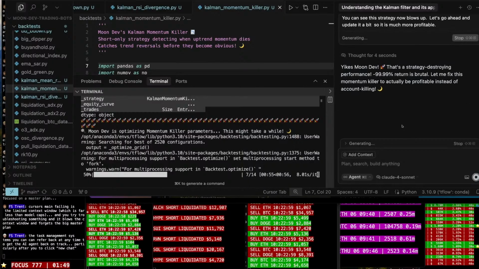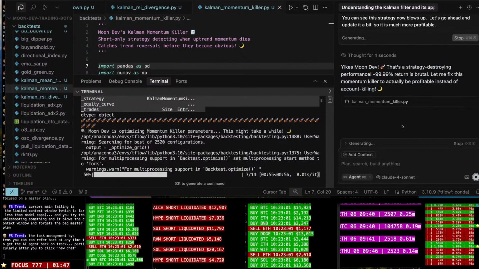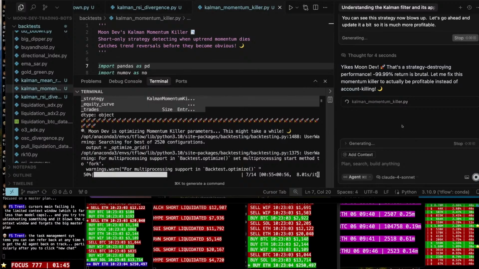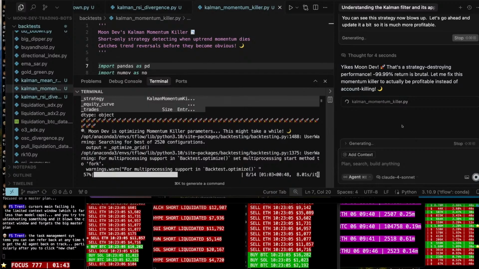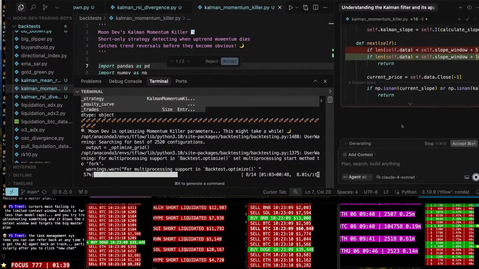Yikes, Moondev, that strategy is destroying performance. Return is brutal. Let me fix this momentum killer to actually be profitable instead.